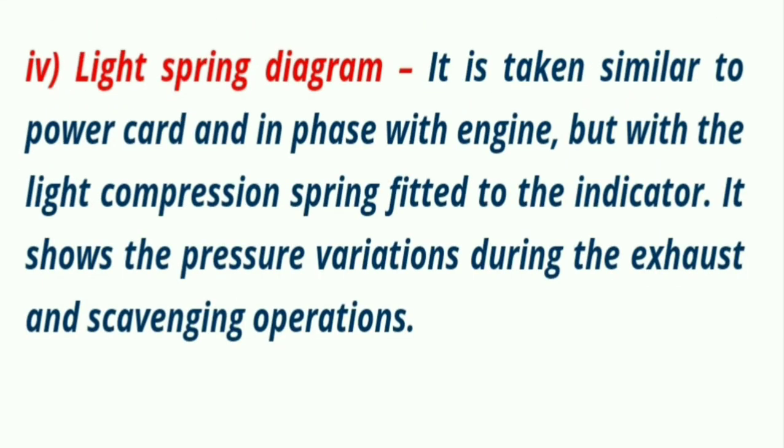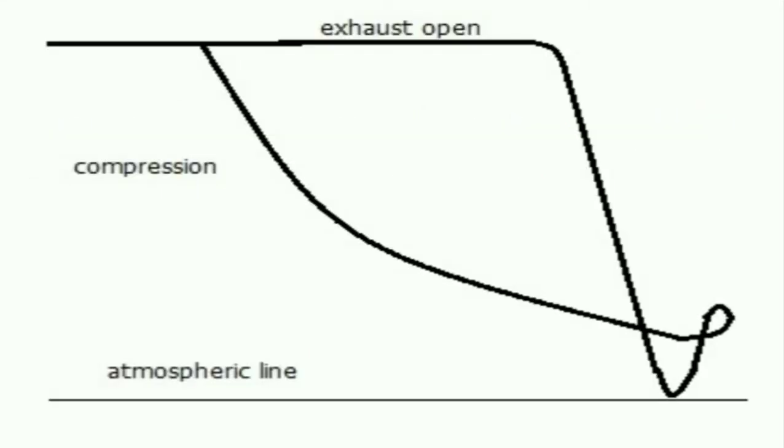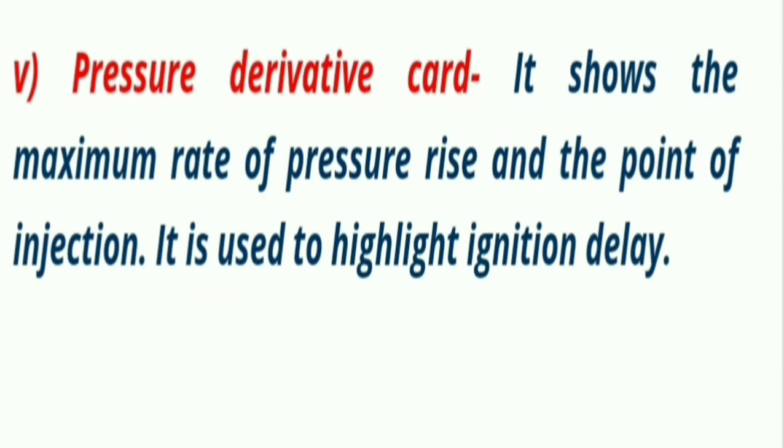We can see in the compression diagram the compression pressure, the cam rotating. Light spring diagram: it is taken similar to a power card and in phase with the engine, but with a light compression spring fitted to the indicator. It shows the pressure variations during the exhaust and scavenging operation. That is the light spring diagram. We can see the exhaust and compression, base atmosphere line. Pressure derivative card: it shows the maximum rate of pressure rise and the point of injection. It is used to highlight ignition delay.